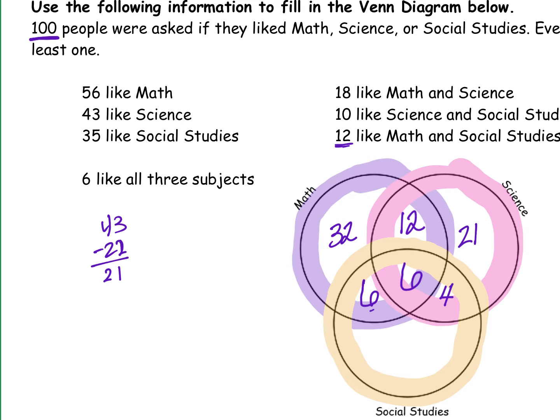Yes. Okay, and the last one is social studies. How many total people do we have in social studies? 16. Ooh, and 35 minus 16 should be a 19. Thank you. So how many total people do I have there?